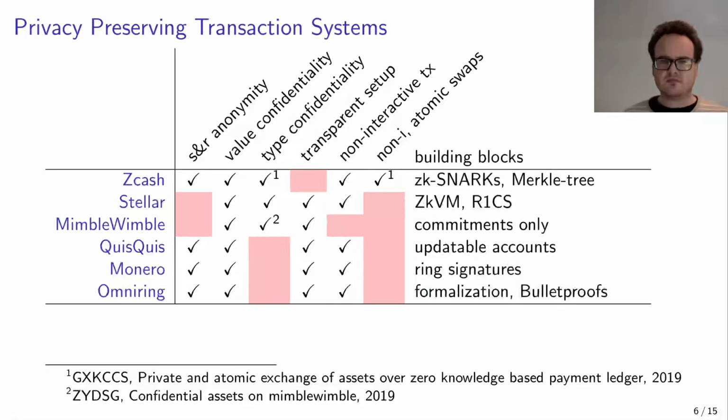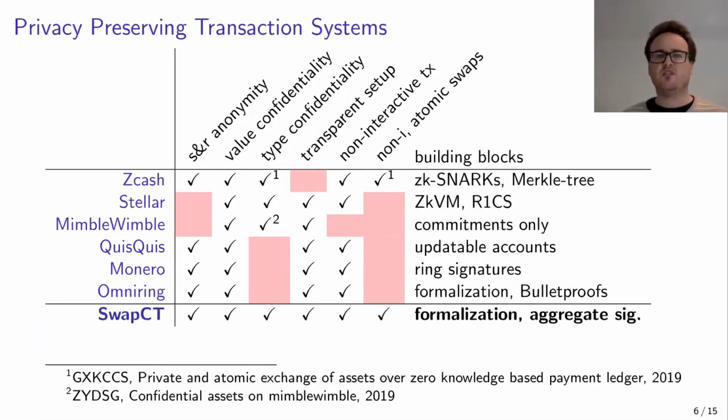And we use parts of all of the different signature types or transaction systems and build SwapCT, which uses some formalization of the OmniRing, because we are also in the ring anonymity setting, and we provide an additional feature which is anonymously aggregatable signatures for these atomic swaps.